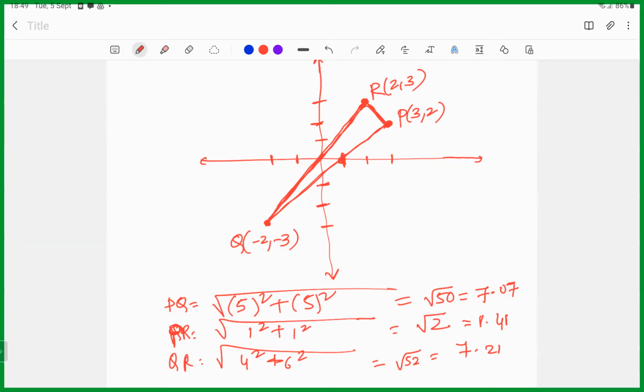Here QR square equal to PQ square plus PR square. Can you check whether it's the same or not? QR square equal to PQ square plus PR square.